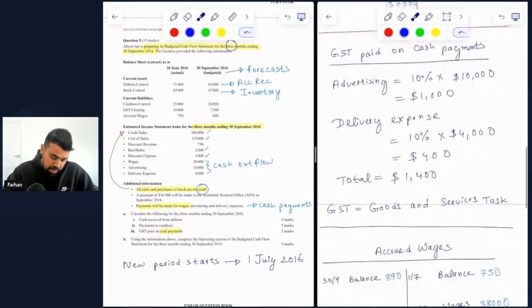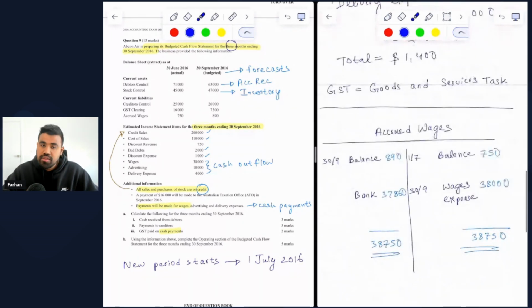Now, the next requirement was to prepare the operating activities section of the budgeted cash flow statement. So let's do that. Before we move further, I need you to understand that the cash flow statement simply shows all the cash inflows and all the cash outflows for the business during a specific period, which is the 3 months of July, August, and September for our question.